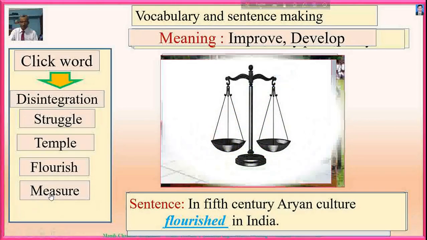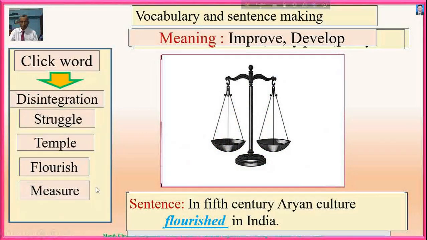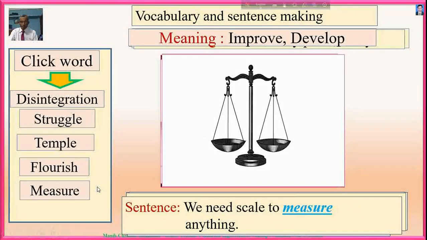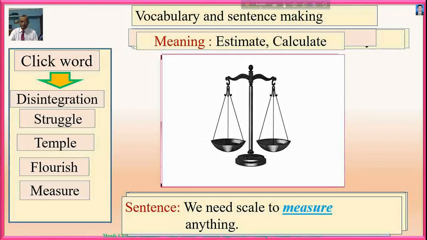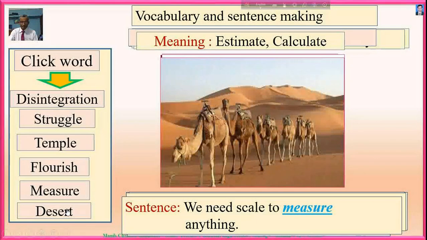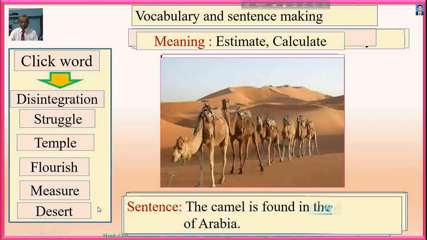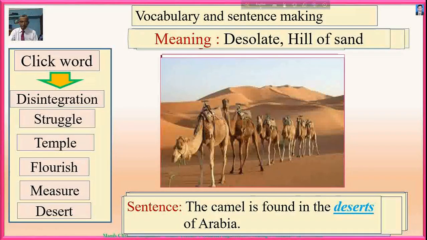Measure. Can you guess its meaning? Now see the sentence. We need a scale to measure anything. Meaning, estimate, calculate. Desert. See the picture. Now see the sentence. The camel is found in the desert of Arabia. Now see the meaning. Desolate, hill of sand.